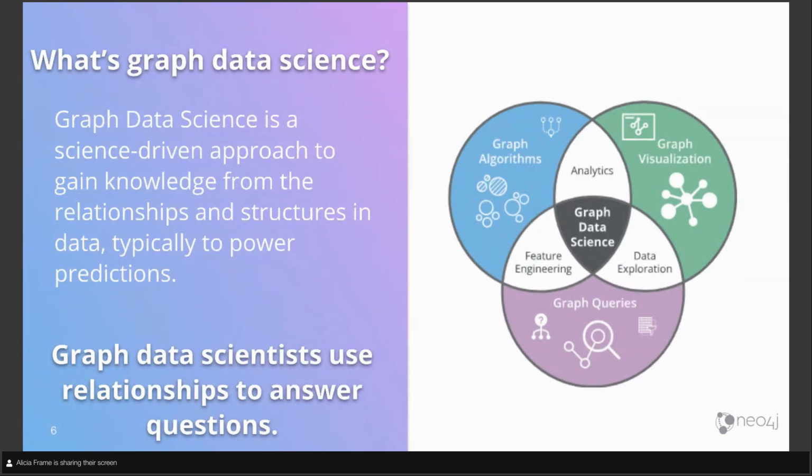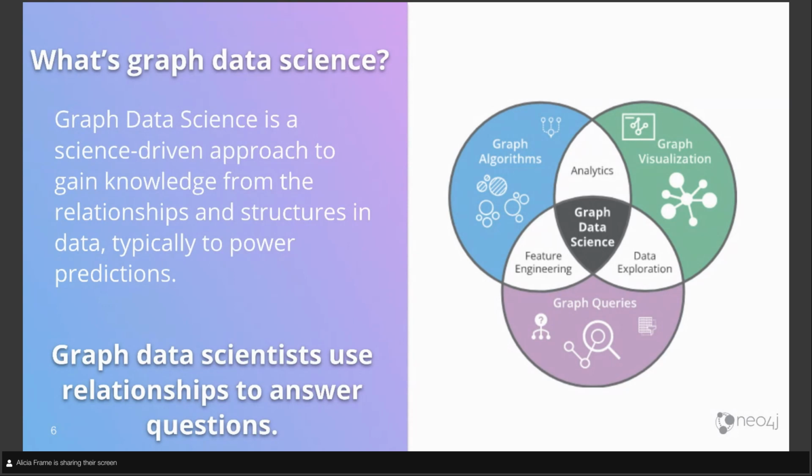So the first is graph queries. And I already mentioned Cypher, which is the Neo4j query language. This is really, I have my data in a graph and I want to ask a question about the relationships between my data points. So match this pattern in my graph.